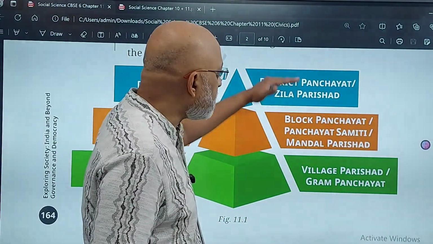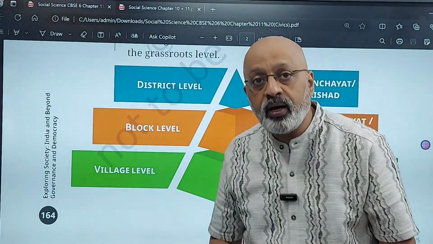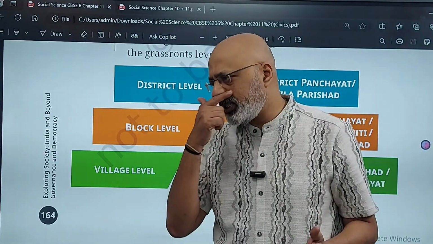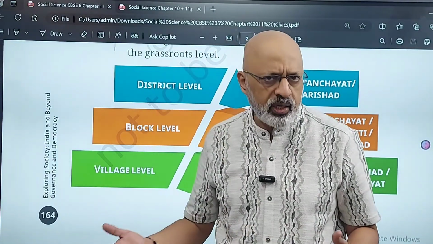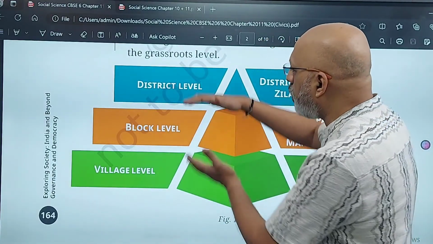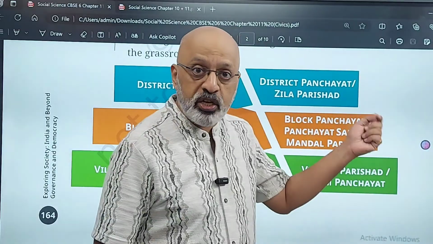Okay, so these are the 3 levels. So under the district, you will have all the villages which are there in that particular district. For example, there is a district, let's say Nalgonda district in Telangana. So in Nalgonda district में इतने सारे villages होंगे, they will all be formed part of the Zilla Parishad. So there will be a Zilla Parishad chief.